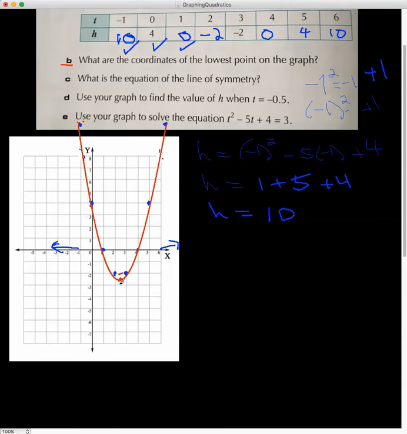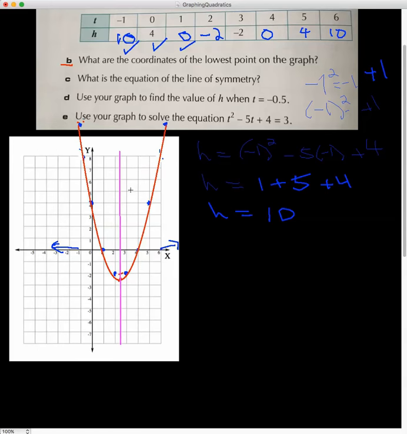It's got to be somewhere in between here, because remember that with quadratics, you have this line of symmetry that cuts this thing perfectly in half. Let me try this again. Something like there.